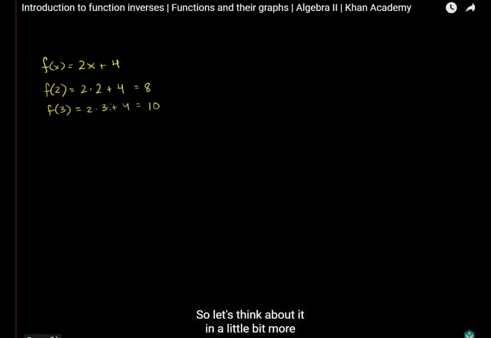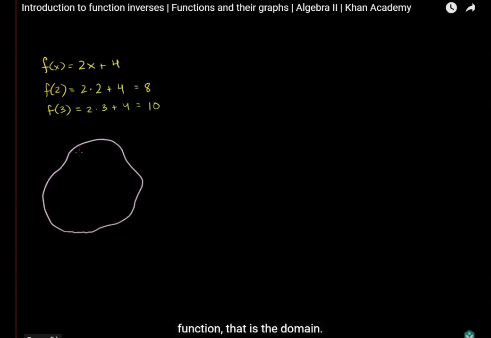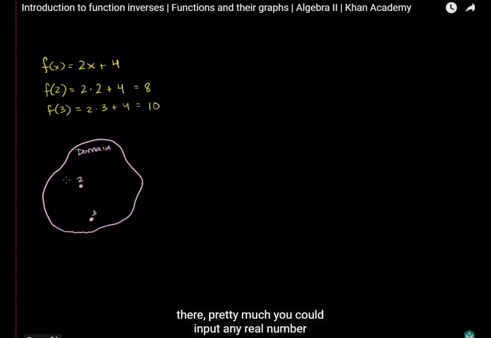So let's think about it in a little bit more of an abstract sense. So there's a set of things that I can input into this function. You might already be familiar with that notion. It's the domain. The set of all the things that I can input into that function. That is the domain. And in that domain, 2 is sitting there, you have 3 over there. Pretty much you can input any real number into this function. So this is going to be all reals, but we're making it a nice contained set here just to help you visualize.